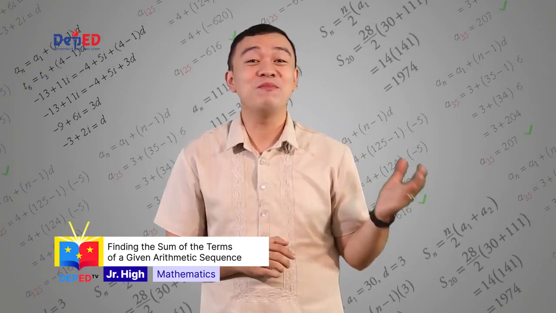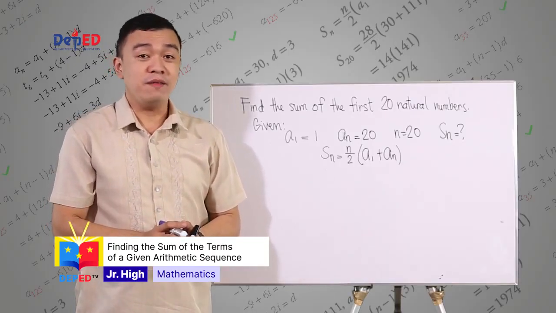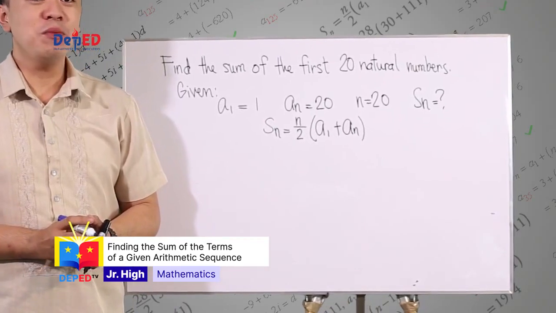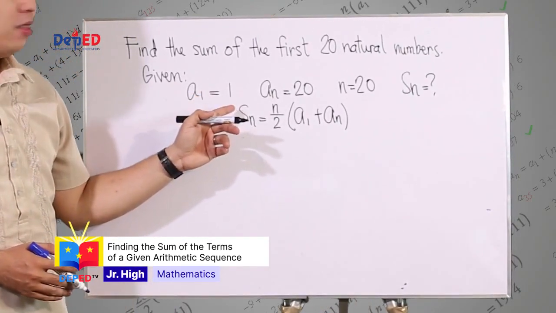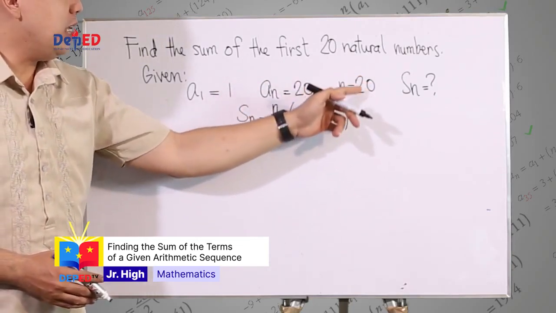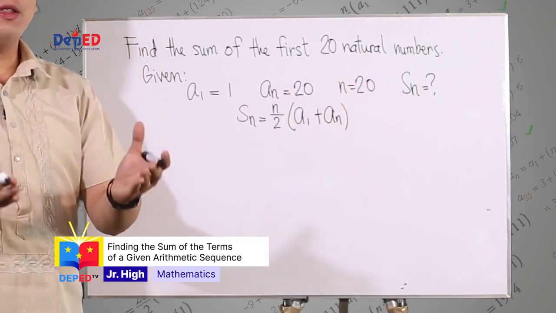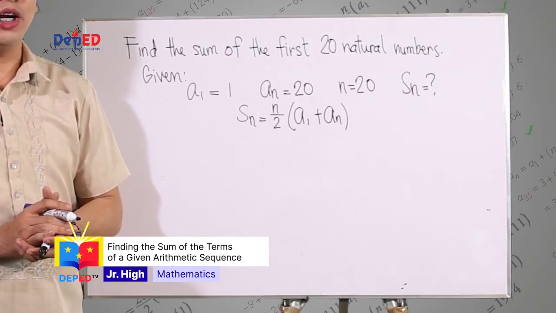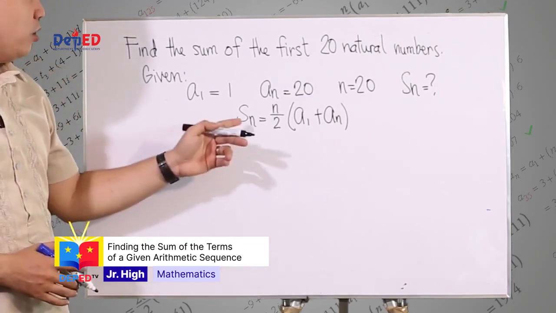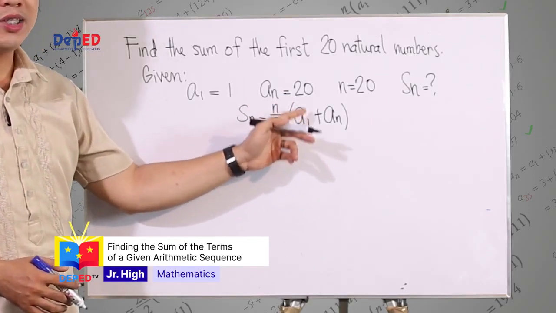Let's take a look at these examples. Find the sum of the first 20 natural numbers. From this sequence, we can see that our a sub 1 is equal to 1, our a sub n is equal to 20, our n is equal to 20, and we are looking for S sub n. Since the first and last terms are given, we will use the formula S sub n is equal to n divided by 2 times a sub 1 plus a sub n.